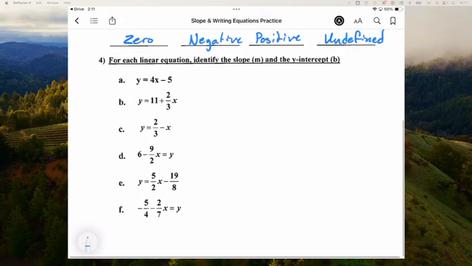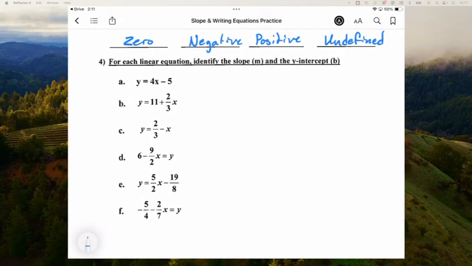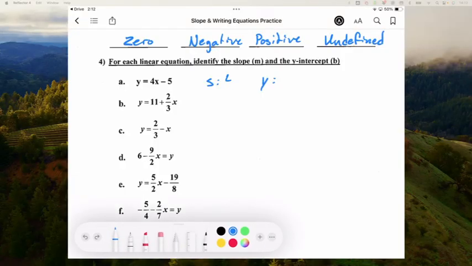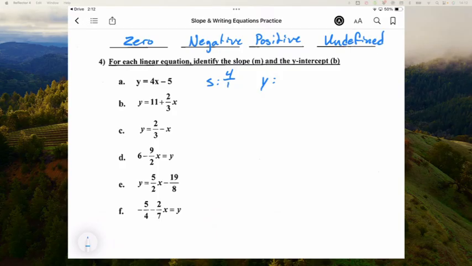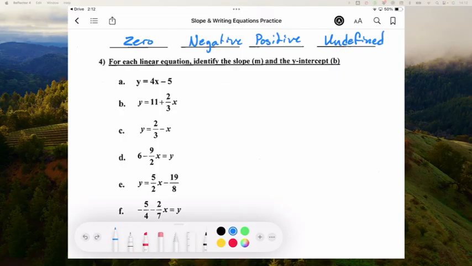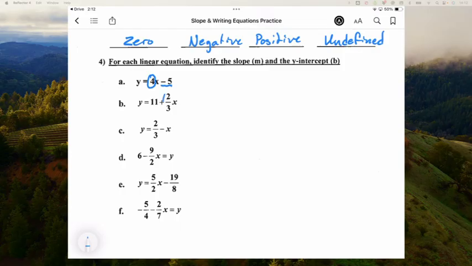Moving to the bottom here, we are to identify the slope and y-intercept. I'm just going to put the words s and y for each one. The slope is always going to be the value that is attached to x, and so in this case that is 4, but I don't like that because the slope should always be written as a fraction, so that's 4 over 1. Actually, what I'm going to do instead is I'm going to circle the slope and I'm going to underline the y-intercept. Here the slope is 4, the y-intercept is -5. Make sure you underline the negative also. Here the slope is 2/3, the y-intercept is 11.